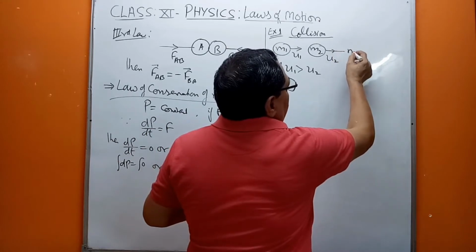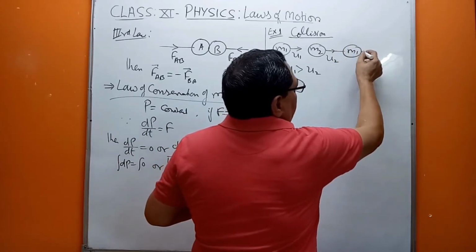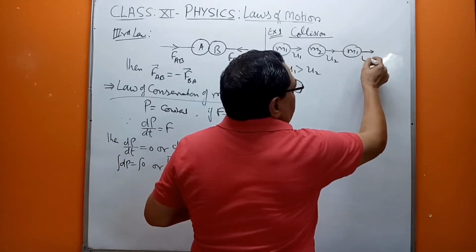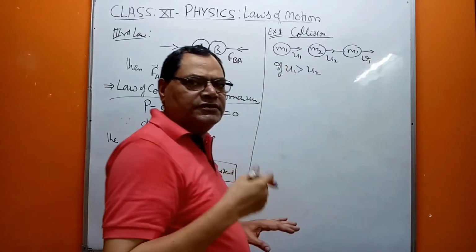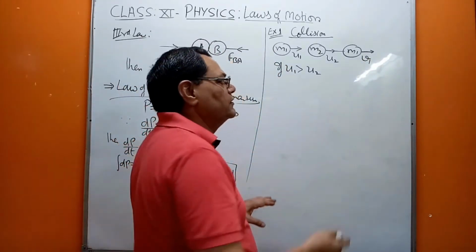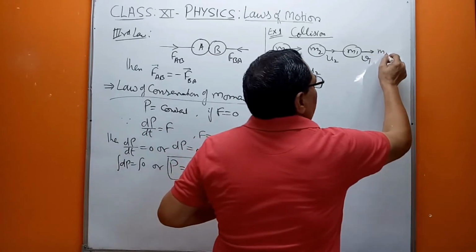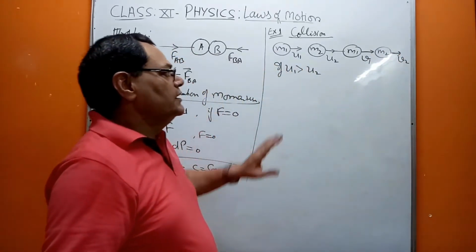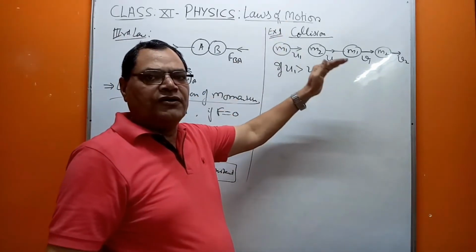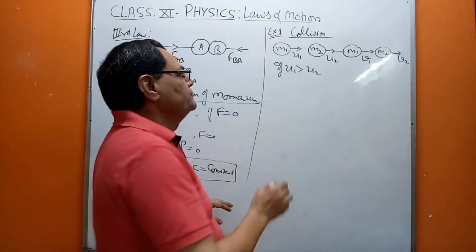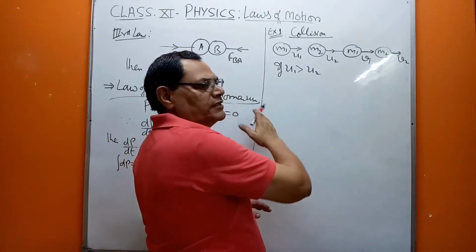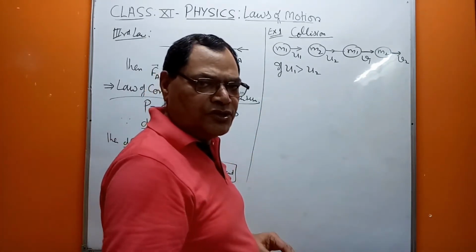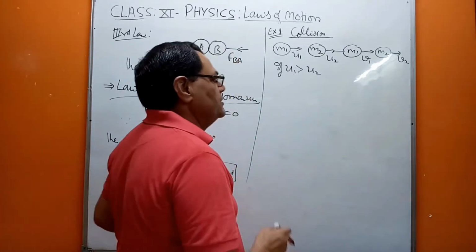Then after collision, let's say the first body starts to move with velocity v1 and the second body starts to move with velocity v2. Then as per the law of conservation of momentum, the total momentum before collision should be equal to the total momentum after collision.